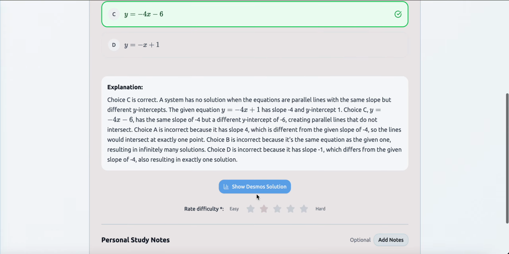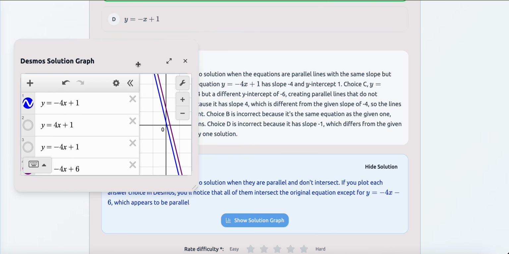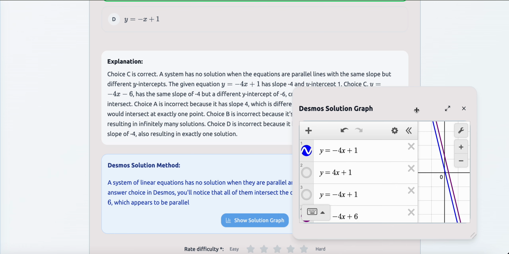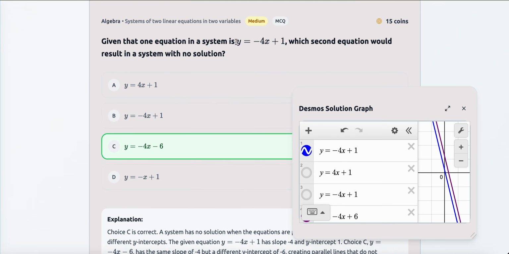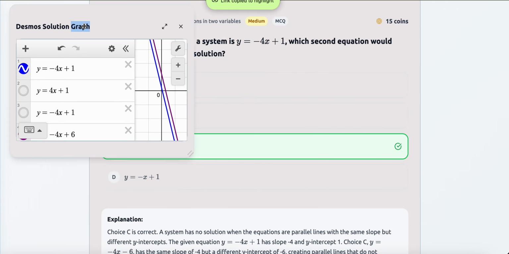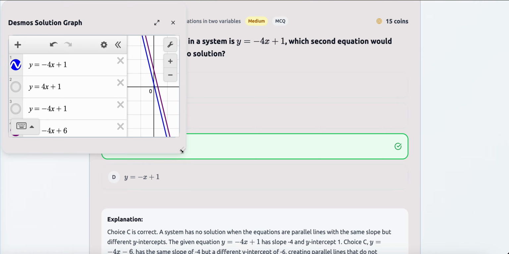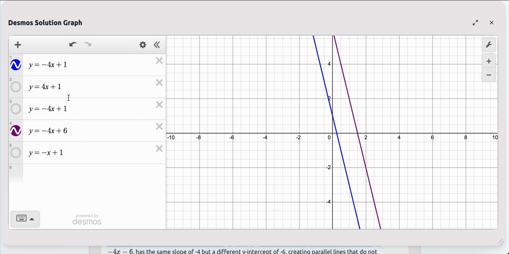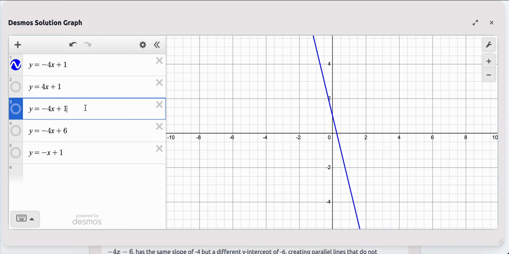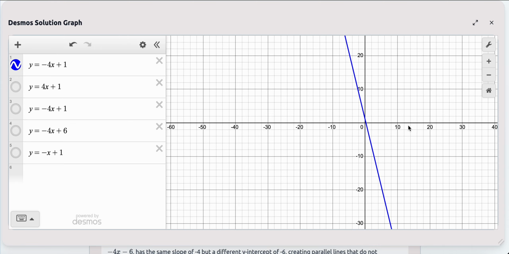And you can see that if you wanted to solve this one using Desmos, what you could do is plot your original equation y is equal to negative 4x plus 1, and then plot every single one of these equations, and see which one causes the lines to be parallel, right? So you can see that I've plotted this original equation in blue, right? And then these are A, B, C, D, right? These are the answer choices, right?